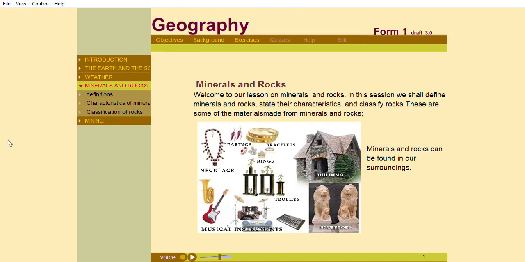Minerals and rocks. Welcome to our lesson on minerals and rocks. In this lesson, we shall define minerals and rocks, state their characteristics, and classify rocks. These are some of the materials made from minerals and rocks: necklace, bracelet, earrings, trophies, musical instruments, building materials, and sculptures. Minerals and rocks can be found in our surroundings.